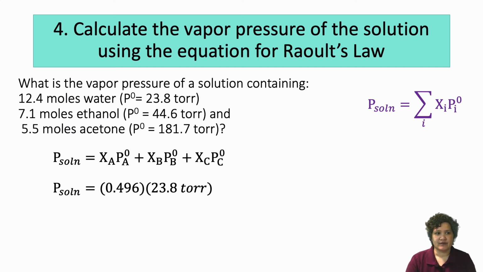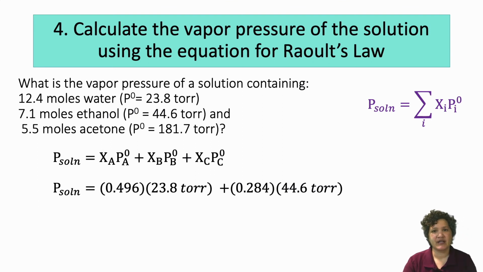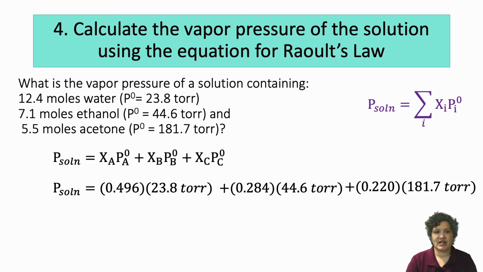Now for ethanol. For ethanol, we had a 0.284 mole fraction. 44.6 torr is the vapor pressure. And finally, for acetone, which has a very high vapor pressure of 181.7 torr, we have 0.220 mole fraction. Now let's check our math. We've got 64.4 torr for our overall vapor pressure of the solution.